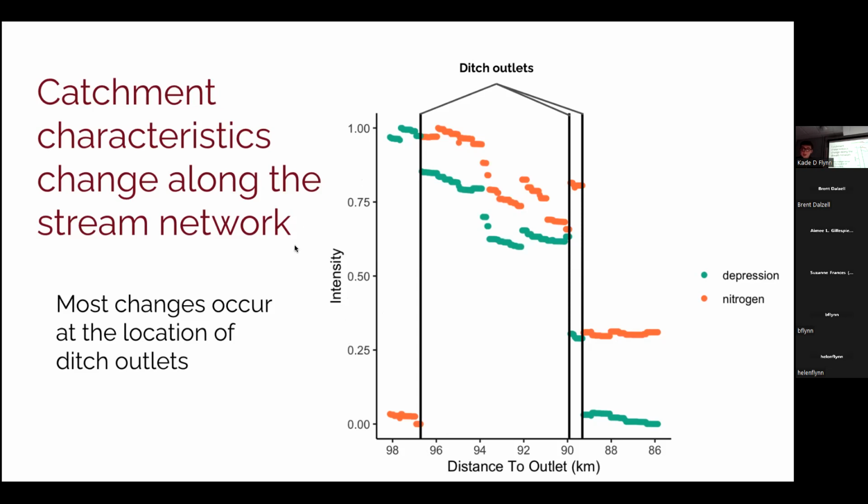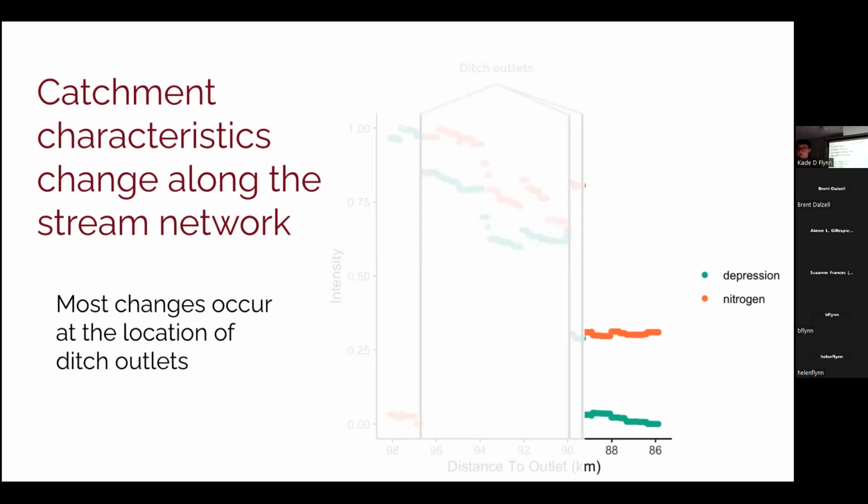When looking at this, you see that most of these changes occur at the location of ditch outlets, which makes sense because these are locations where your catchment area is changing because you have this ditch coming in that drains this different area. However, you also see variability along stream segments not characterized by these ditch inlets.